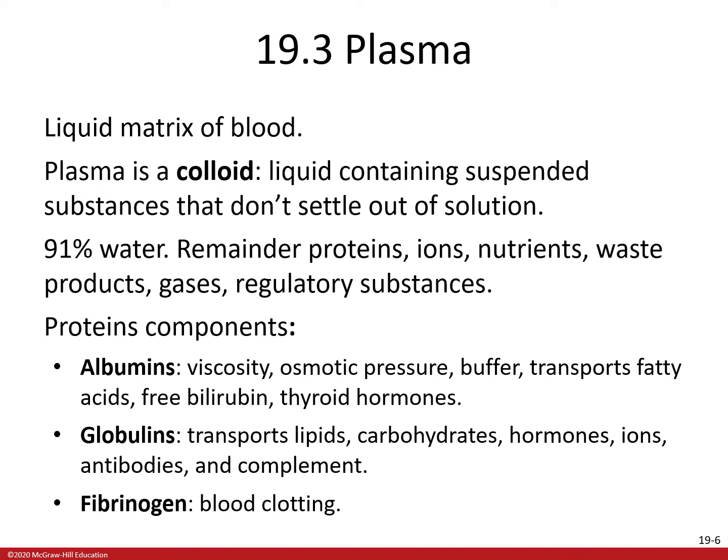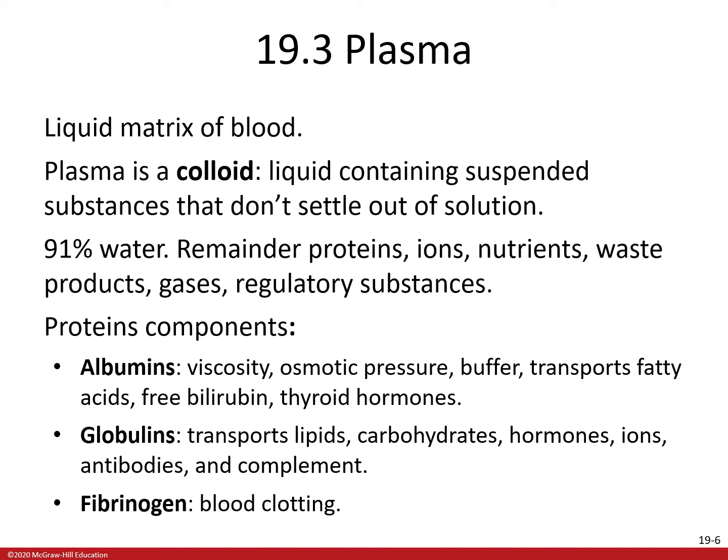So moving into these plasma proteins, the plasma proteins themselves make up about 7% of plasma, and they can be separated out by their size. So these three groups are separated out by their size and a little bit of their function as well. The first is going to be albumins. Albumins make up about 58% of plasma proteins. They are going to regulate movement of water between tissues and blood, as well as regulate the viscosity and osmotic pressure of blood. They're going to contain buffers, transport fatty acids. They are going to contain free bilirubin, and we'll talk about what that means here in a bit, as well as thyroid hormones.